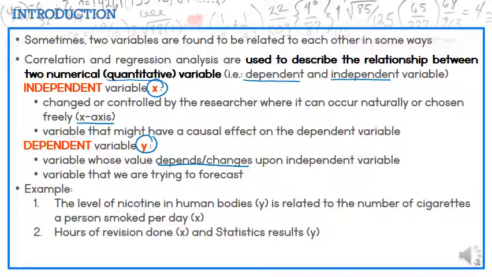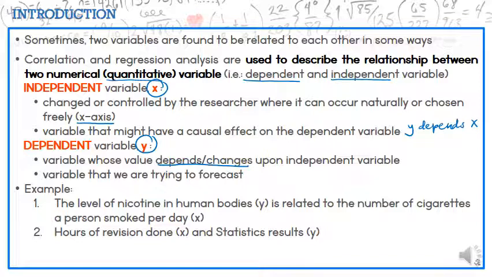So here we have two variables, X and Y. Y depends on X. Y is your dependent variable and X is your independent variable. So let's look at a few examples.